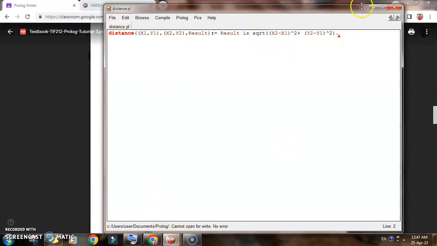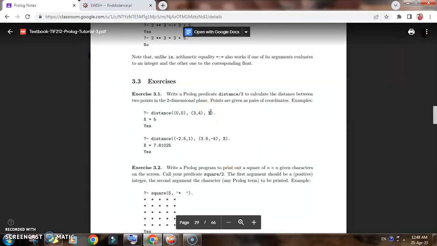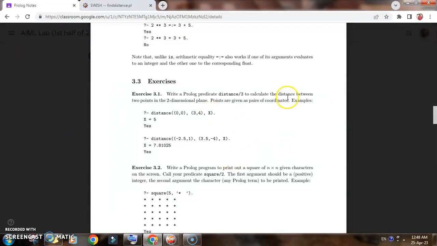Now your task is to write a similar solution to calculate the distance between 3-dimensional points. You need to take x1, y1 and z1 as point set 1, and point set 2 will be x2, y2 and z2. These values will be given by the user, and you have to find the result. The formula will be square root of (x2 minus x1) square plus (y2 minus y1) square plus (z2 minus z1) square.